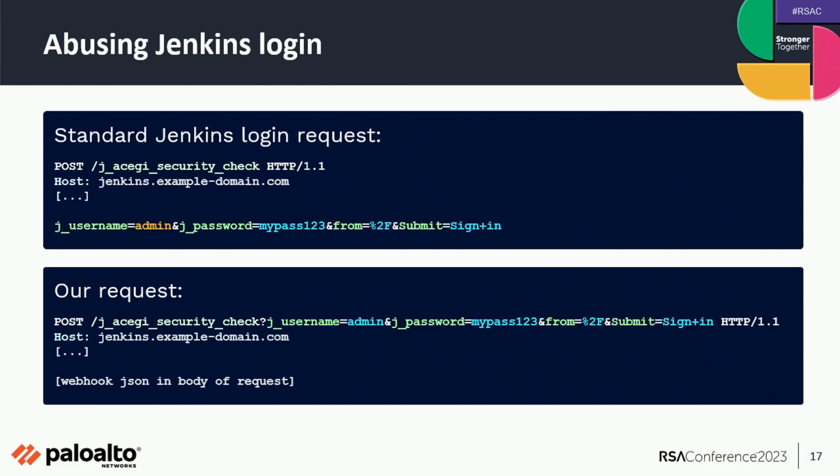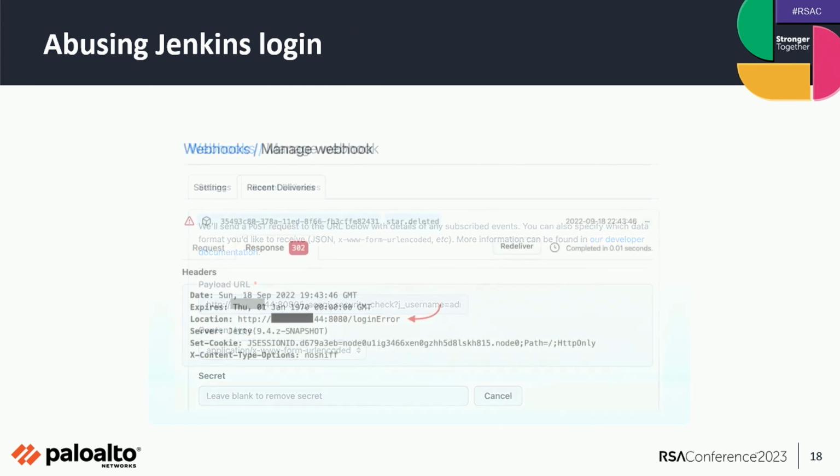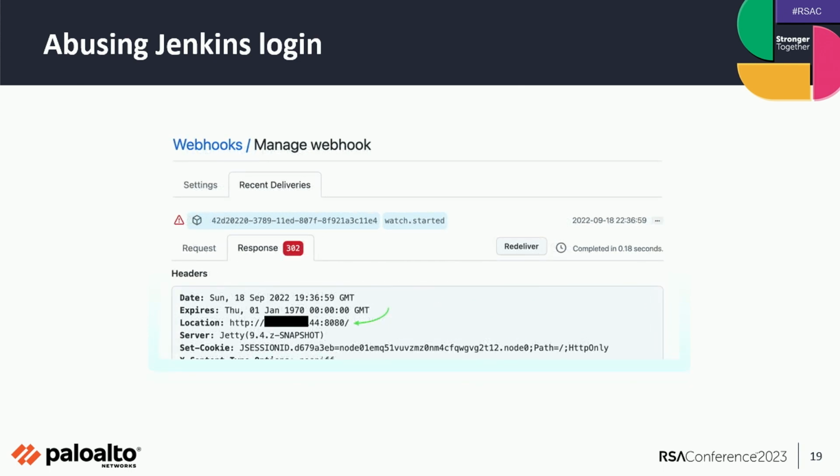So what can we do about it? What we can do now is create a new webhook in GitHub and set the webhook URL as the Jenkins login request. Now we trigger the webhook, and if the login attempt fails with the credentials that we guessed, we see this in the webhook event log. We are redirected to the Jenkins login error page. This is how we can identify that the credentials we tried were not correct. But if the login is successful, we are redirected to the main Jenkins page, and you can see at the bottom that a valid session cookie is set.